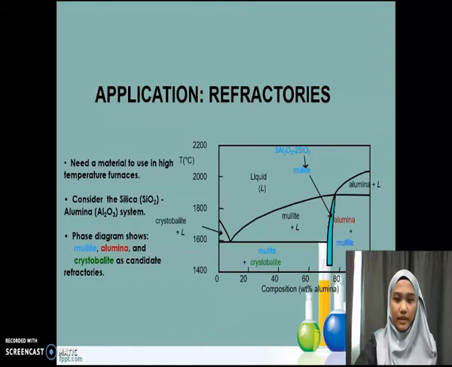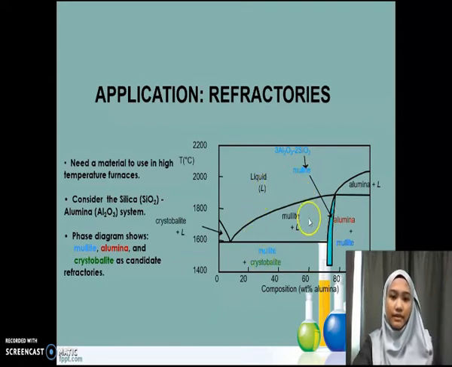So there is at certain composition of alumina and at certain temperature there is suitable refractories that can be used in furnaces. So at the first part there is cristobalite with liquid, so it can be used as refractories because it is not solid enough. So at this beside the part is mullite and with liquid.